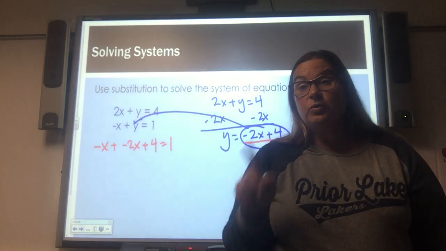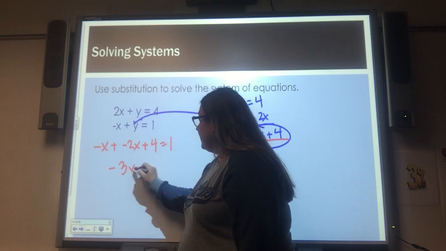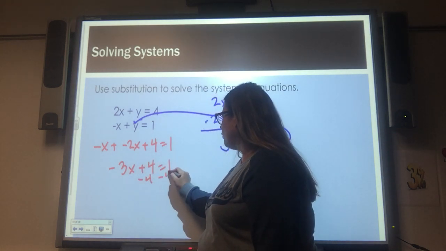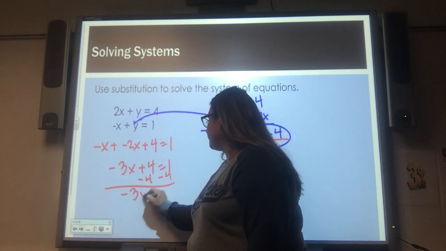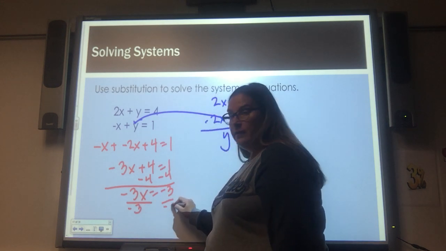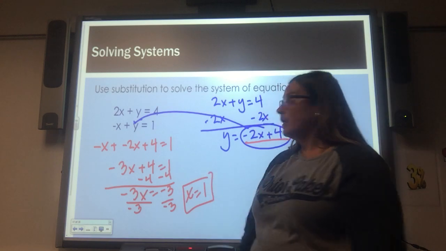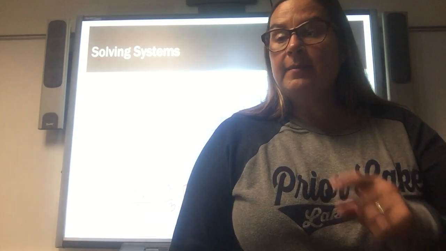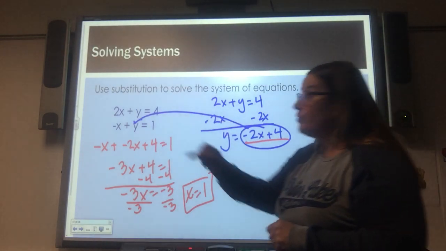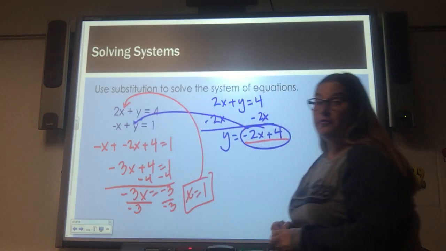Now I have an equation with one variable, and I can solve it out. Simplify, negative 3x plus 4 is 1. Subtract 4, negative 3x equals negative 3. Divide by negative 3. X equals 1. Now what I do with that is I'm going to kick that into the other equation. So now this is going to go in for x here, and I'm going to solve for y.